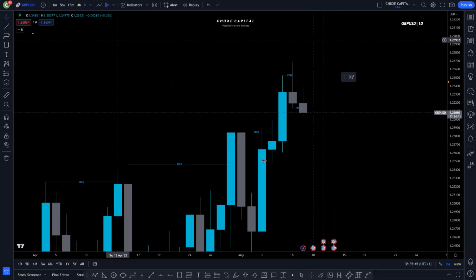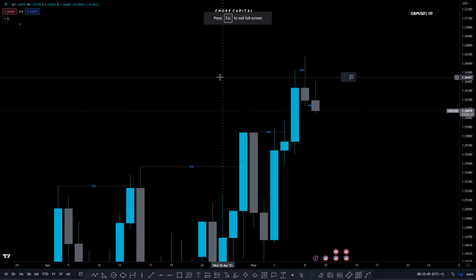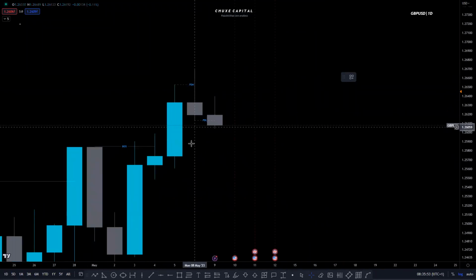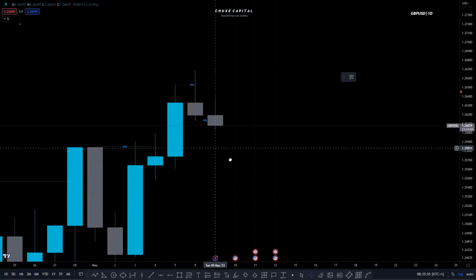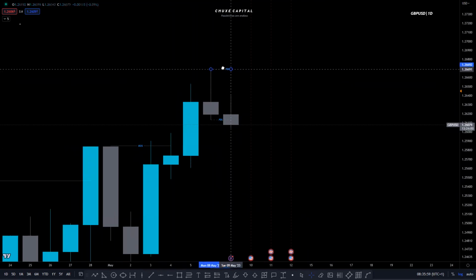Okay, so switch my screen share. Now, currently, this is our daily time frame, and this is the previous day low that has been taken away. This is the previous day high here, right here.